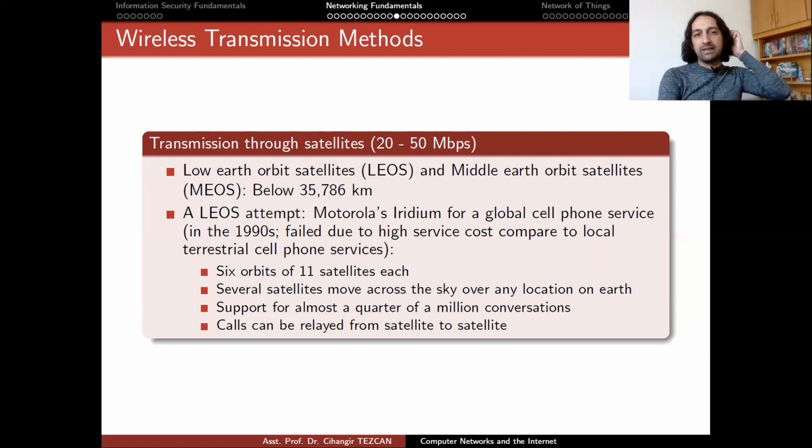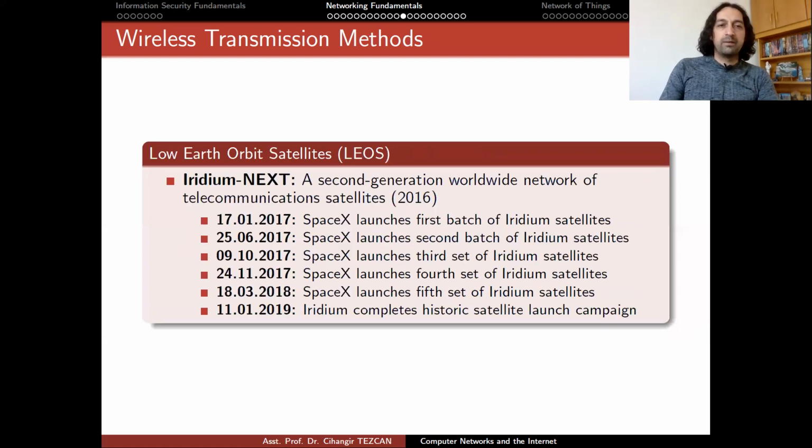So this project died, failed due to the high cost, but it was replaced by the Iridium Next project, which SpaceX actually performed. So this was the second generation worldwide network of telecommunication satellites. These are some of the dates when SpaceX launched their batches of Iridium Next satellites, and this project actually ended a few years ago when we were teaching this course.